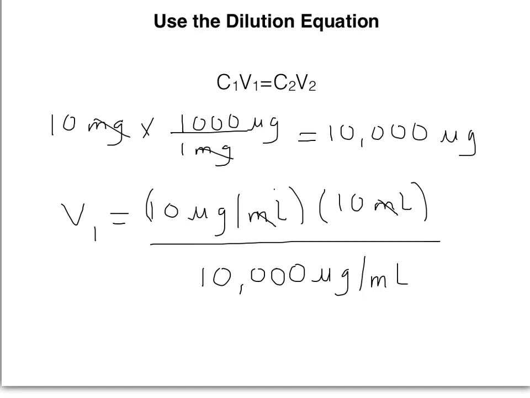So I'm solving for V1, so my micrograms are going to cancel, and I'm going to have 10 times 10 divided by 10,000. Well, 10 times 10 is 100, and 100 divided by 10,000, I can just go ahead and cross out my zeros here. I'm going to be at 1 divided by 100, or 1/100th of a milliliter, which hopefully you can convert into microliters. It's a lot easier to measure microliters than it is to measure a milliliter. 1/100th of a milliliter would be the same as 10 microliters.